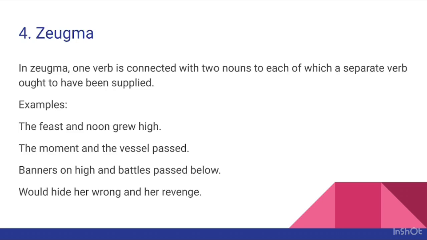The moment and the vessel passed. So, two nouns, moment and vessel, are connected with one verb, passed. Banners on high and battles passed below. Again, banners and battles, two nouns, are connected with one verb, passed. Would hide her wrong and her revenge. Two nouns, wrong and revenge, are connected with one verb, that is hide. Okay?